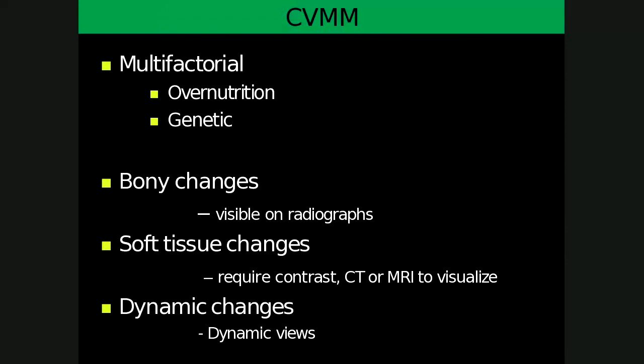The pathophysiology is multifactorial. It may be overnutrition, but there's definitely a genetic basis if you see certain breeds are more represented than others. The bony changes will be visible on radiographs, whereas soft tissue changes typically require either a myelogram or CT or MRI to visualize. And any dynamic changes will need dynamic views performed additionally.